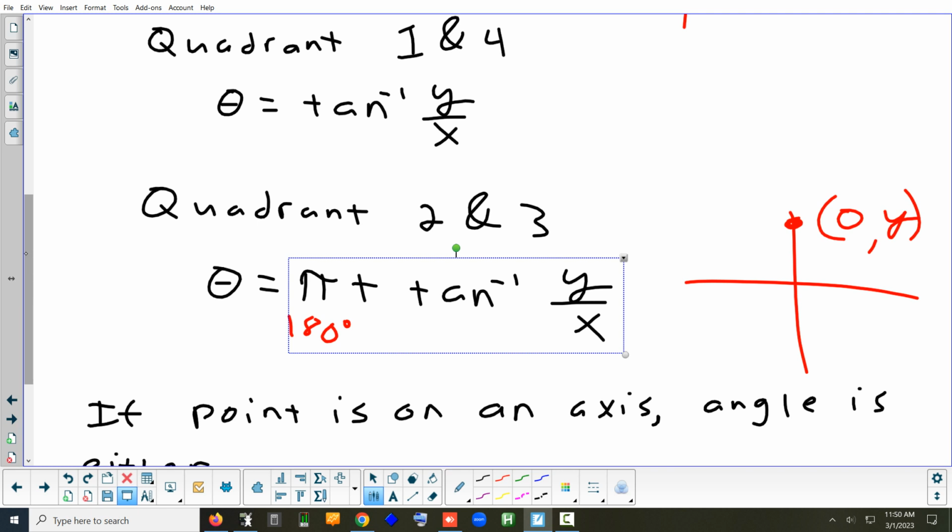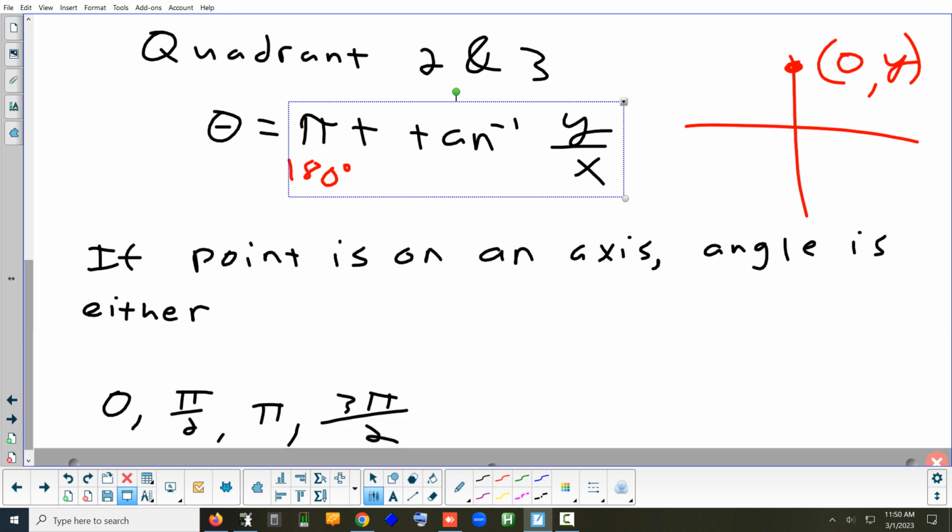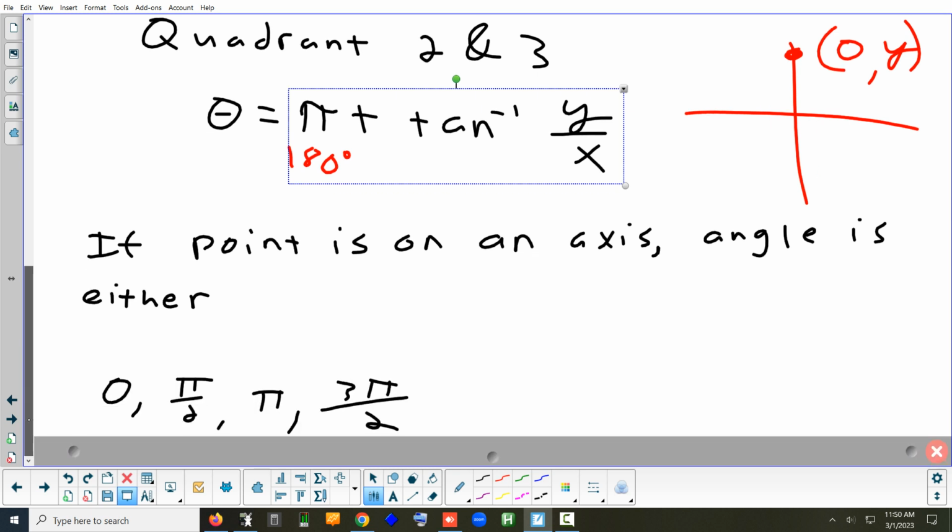So if you're on an axis, you just need to remember that the angle is either one of these 4 numbers. What are the 4 numbers it could be? 0, 90, 180, or 270. So to figure out your angle, you don't use any special formula if you're on an axis. It's always going to be one of those 4 answers.